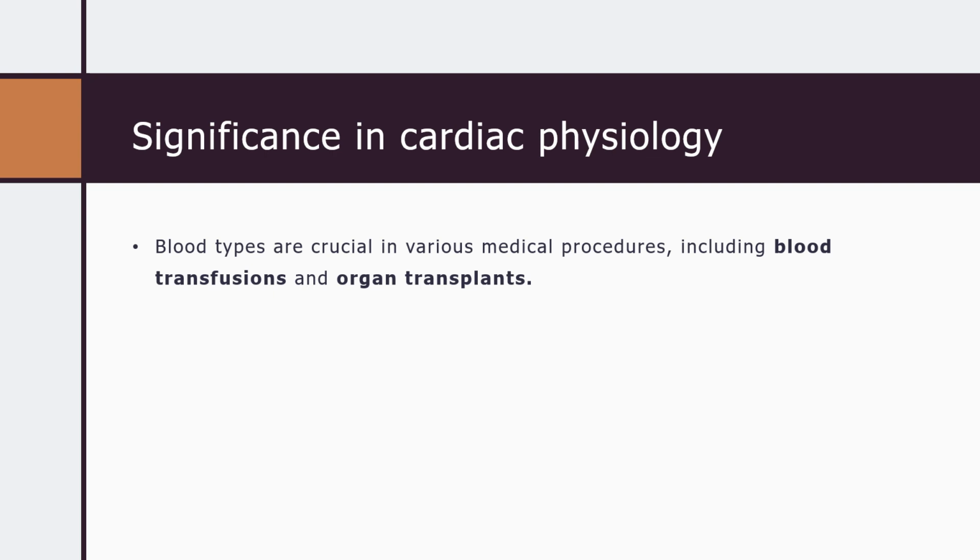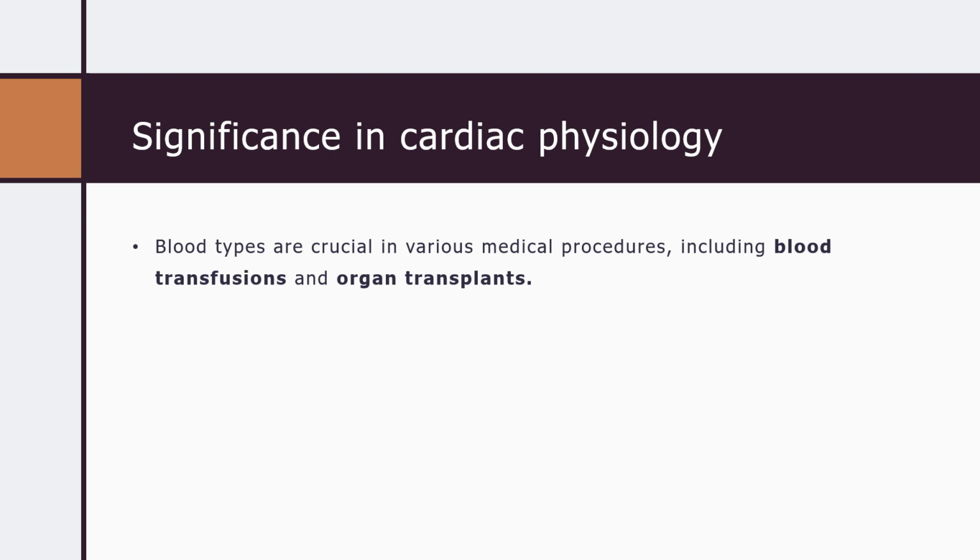Next, we're going to discuss the significance in cardiac physiology. Blood types are crucial in various medical procedures, including blood transfusions and also organ transplants. Before a blood transfusion, it's essential to match the donor's blood type with the recipient's blood type to prevent transfusion reactions, which I'm sure most of us have heard about. Mismatched blood types can trigger immune responses, leading to potentially life-threatening reactions.